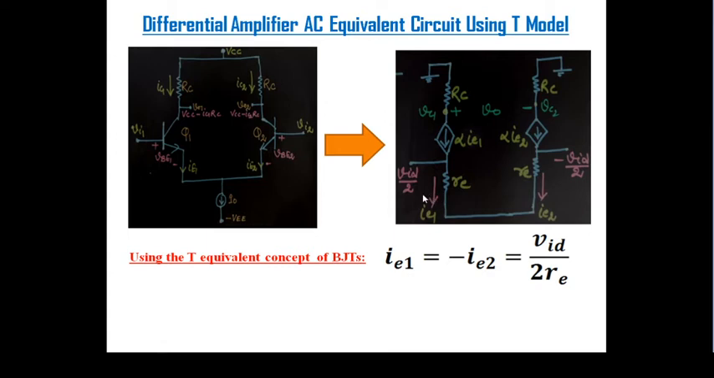So it should be IE1 equals VID by 2 minus 0 by RE. It should be IE2, so the magnitude should be the same, but the direction will be different. And V naught, the output voltage, is simply VC1 minus VC2. Now we have to find this VC1 and VC2.